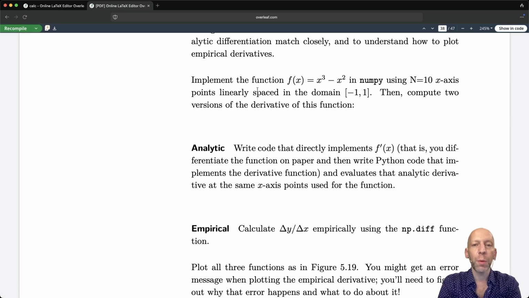Implement the function f of x equals x cubed minus x squared in NumPy using 10 x-axis points linearly spaced between -1 and +1. Then you want to compute the derivative of this function, and we want two versions of this derivative.